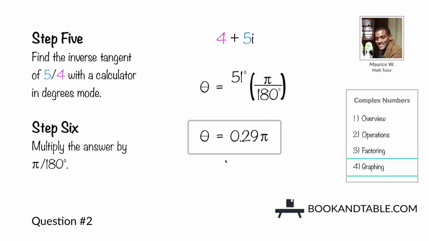And to get this answer in radian form, multiply 51 degrees by pi over 180 degrees. 51 degrees divided by 180 degrees is equal to 0.29 radian. So the answer to question number 2 is 51 degrees or 0.29 radian.